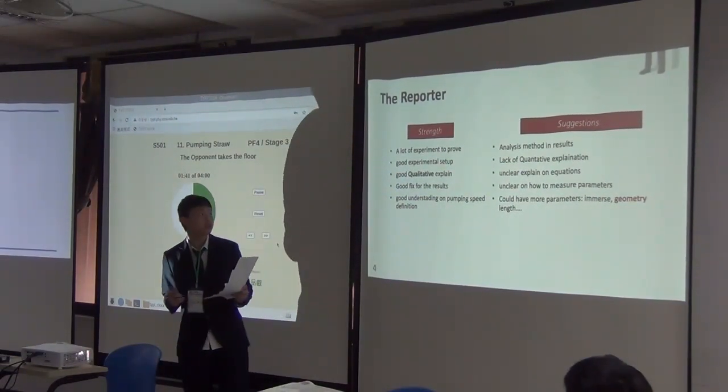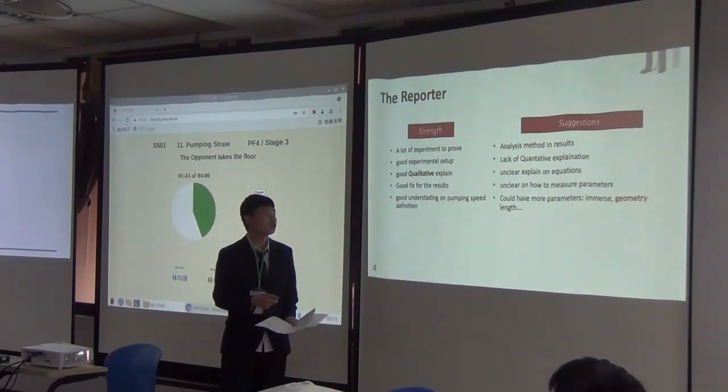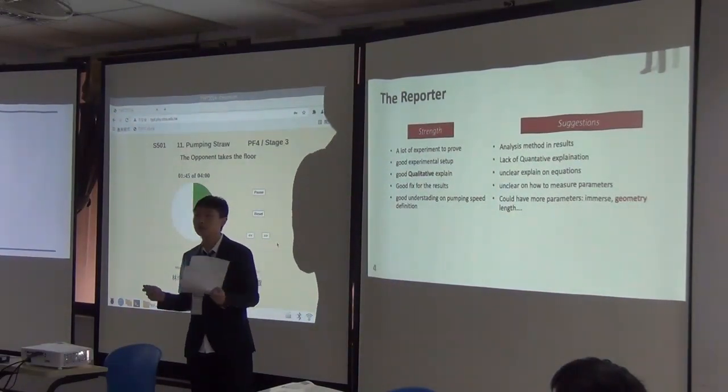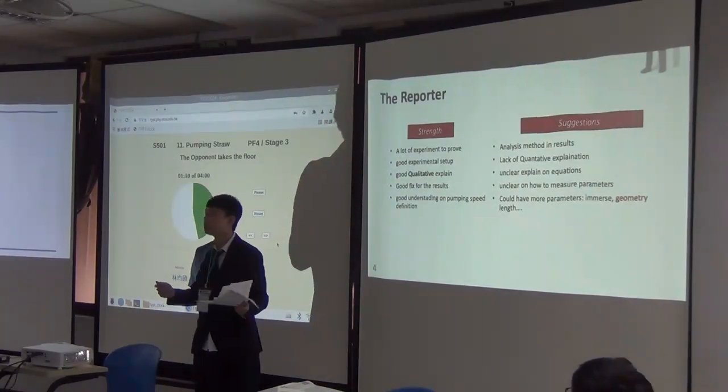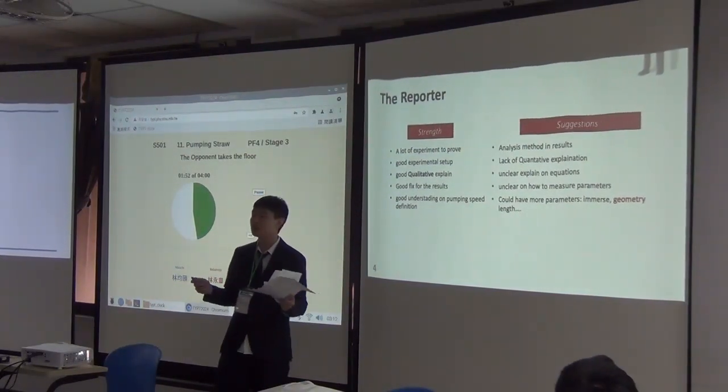And secondly, we consider that they have a good quantitative explanation from the theoretical modeling, but there's still some adjustment to consider, since the rotation speed part didn't consider fitting to the modeling.